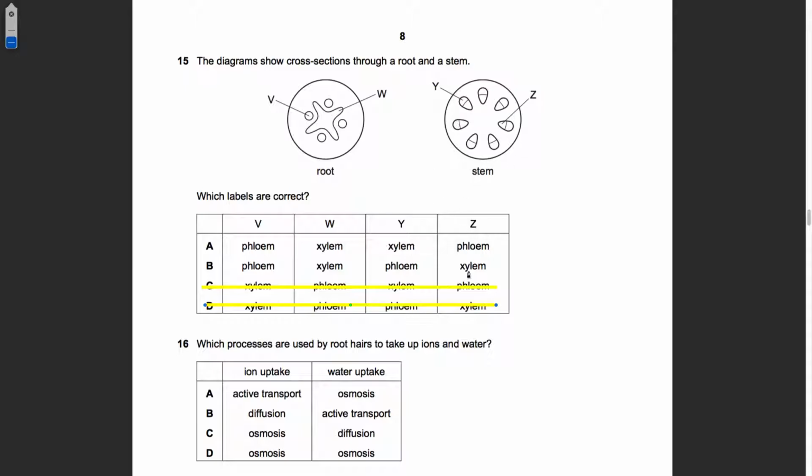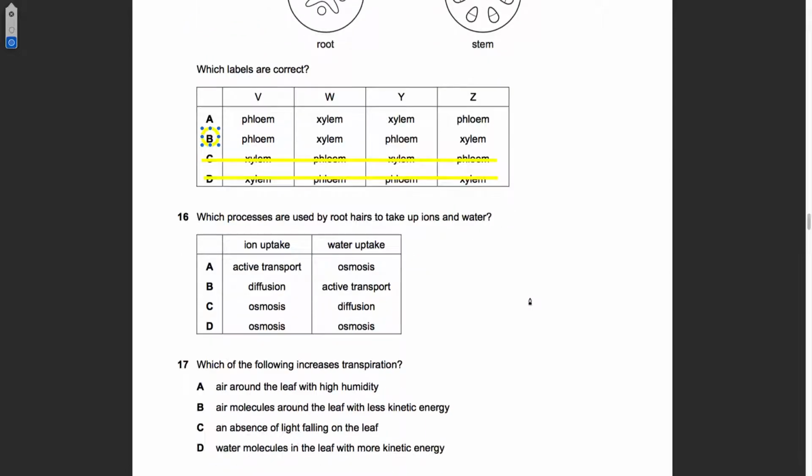Z, xylem, Y, phloem. Take your time because everything's a bit confusing. All the letters are very similar and you've got all the same words just jumbled up. It can really throw people, so really take your time. So we're going for B for question 15. Right, you do well, guys. Well done. Okay, number 16.